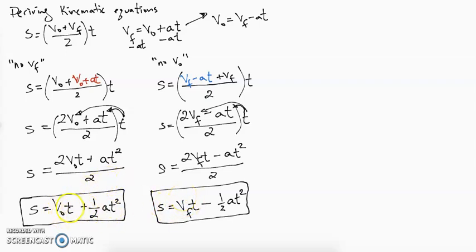And just like with the previous equation, this one is easier to use because now we can have a situation where an object is stopping. And if an object stops, that means its VF is 0.